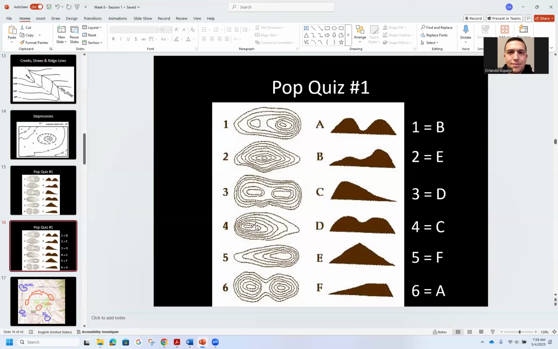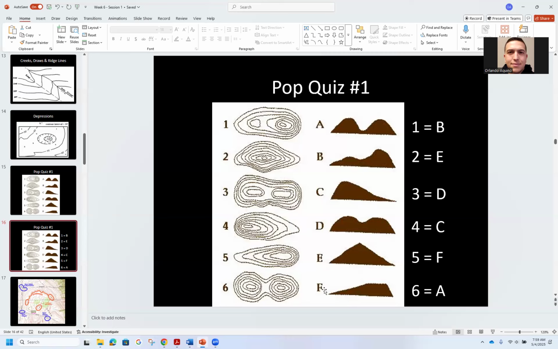Number four, same thing. We got a backside on this, left-hand side of the plan side. It's super steep and it flattens out here. Well, the only one that's doing that is C, flatter, flatter, and then gets steeper, steeper. But you see that backside just going straight up.